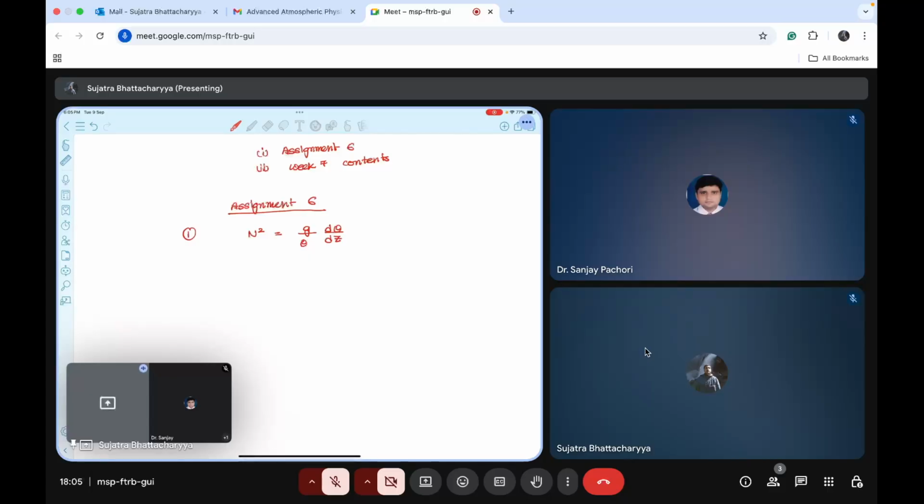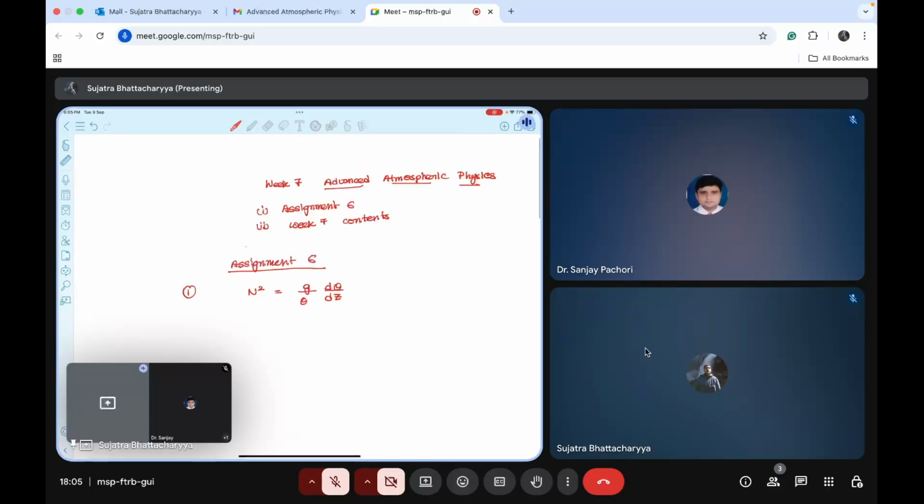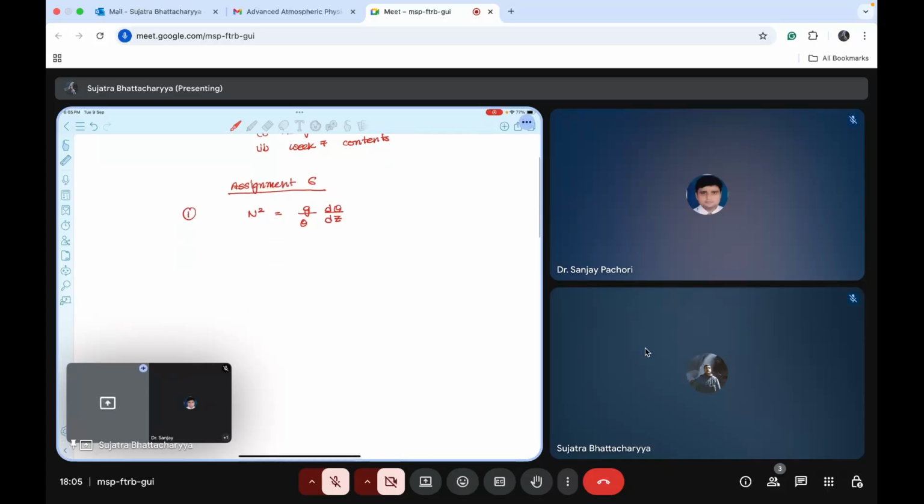It is N square. Remember, N is the Brunt-Väisälä frequency. Just remember this. This is generally greater than 0 because theta is some constant quantity. d theta dz, if it is greater than 0, we have seen that it is a stably stratified atmosphere. So it's a stable atmosphere. So convectively stable atmosphere is when N square is greater than 0.